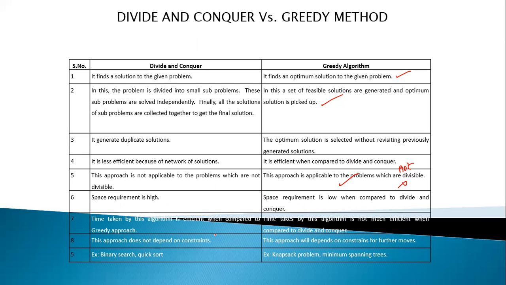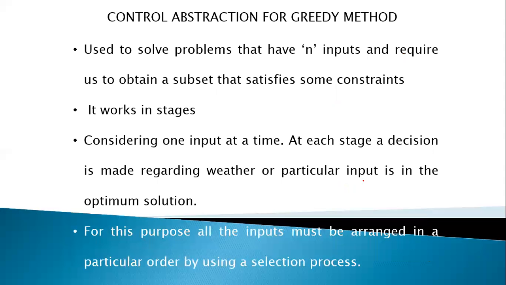Divide and conquer does not depend on any constraints, whereas in the greedy method all the solutions we draw depend on some constraints. Whenever the constraint is satisfied, then we move forward. In divide and conquer, some of the applications are binary search, quick sort, merge sort, and finding maximum and minimum. In the greedy method, some of the applications are the knapsack problem and minimum cost spanning trees.